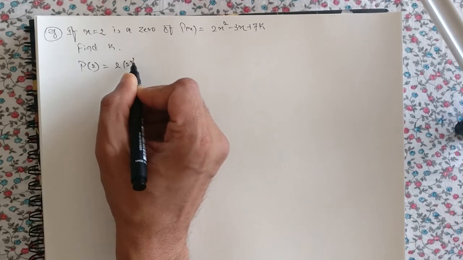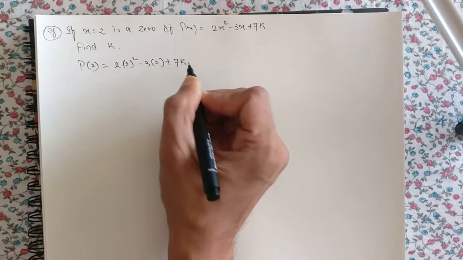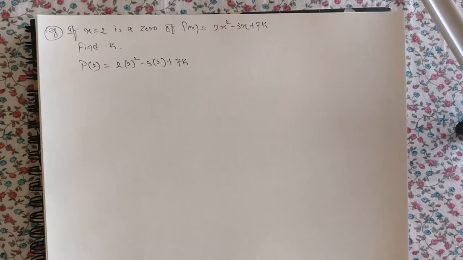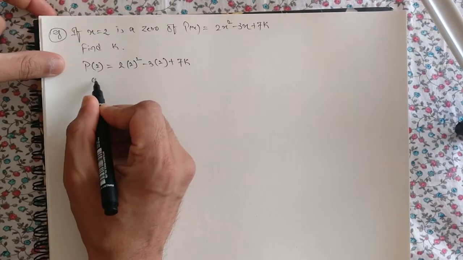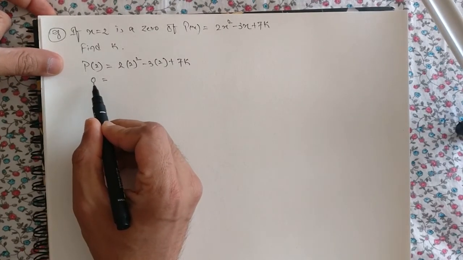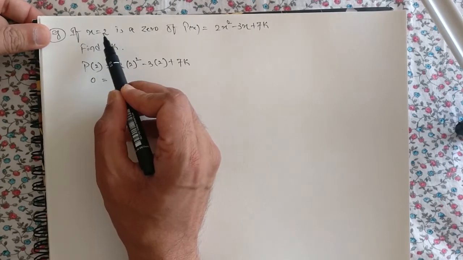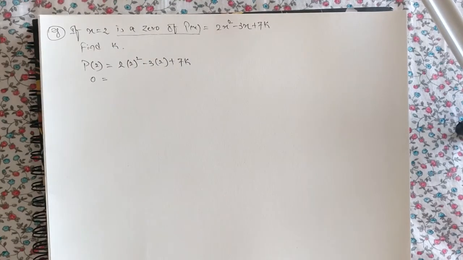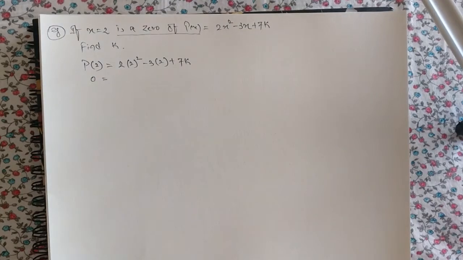2 into 2 square minus 3 into 2 plus 7k. What will I get if I solve this? I will get 0. So I am directly putting 0 over here. Now you should know why I am putting 0. I am putting 0 here because the value of x which has been given to us is a 0 of p of x. So if we put this value in the polynomial, we are going to get 0.